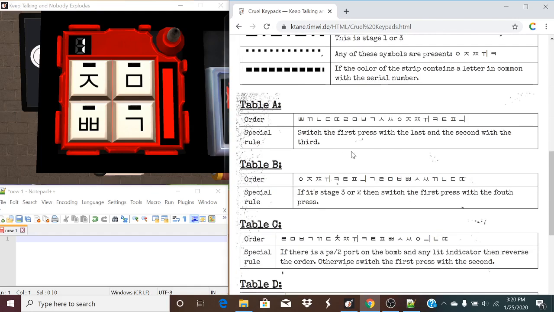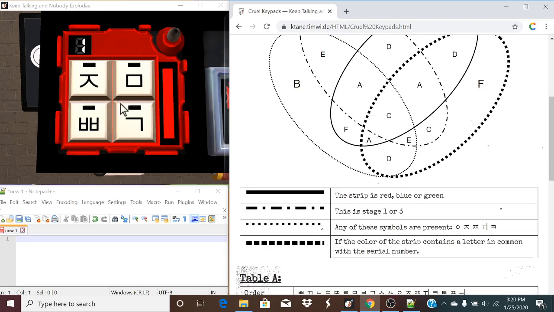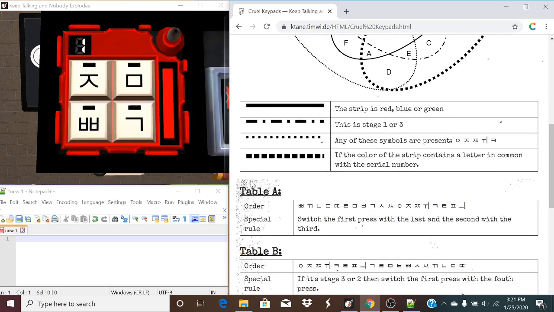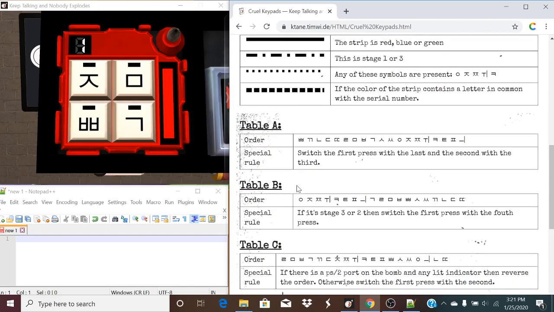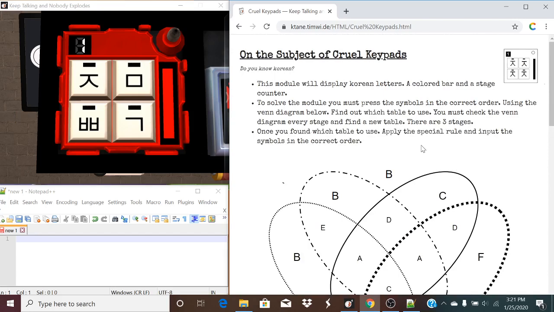So what we need to do is, based off of the symbols that are present on the module, the LED, and the stage number, we're going to determine which order we're going to press them based off of one of these menu tables received from this Venn diagram here. There are always three stages, so you'll know.